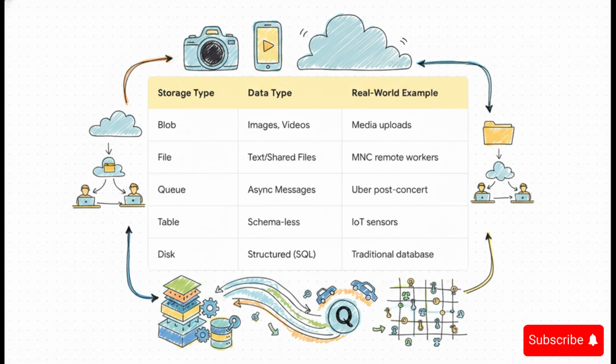Next is table storage, which is for schemaless data. Picture an IoT company with temperature sensors everywhere, just constantly firing off tiny, continuous updates. They don't need a heavy database for that. They just need a fast, simple key-value table. And finally, disk storage. This is for your highly structured traditional SQL databases. The takeaway here? Every single piece of data has a very specific, tailored home.